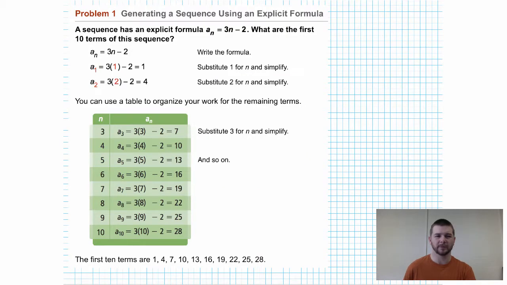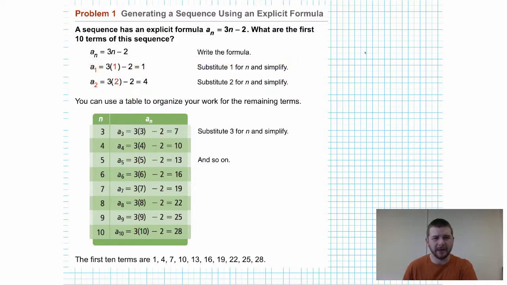Example problem 1, generating a sequence using an explicit formula. A sequence has an explicit formula a sub n equals 3n minus 2. What are the first 10 terms of this sequence? Well, our first step, write the formula: a sub n equals 3n minus 2. Second, we'll substitute 1 for n and simplify.